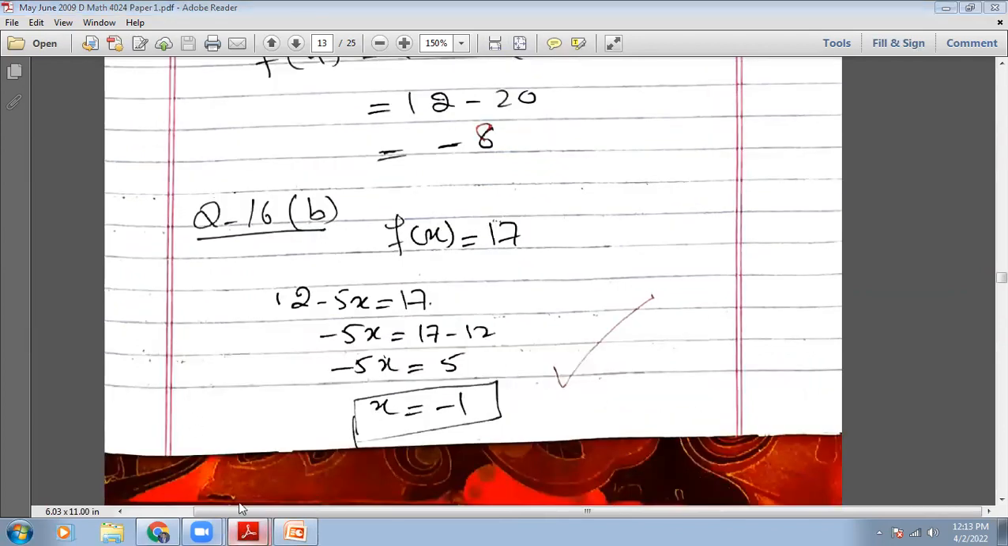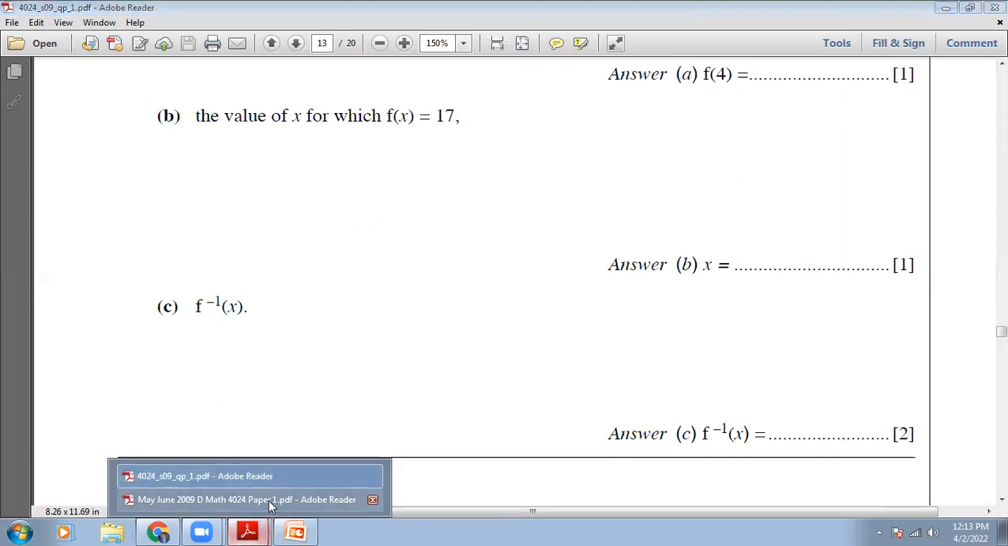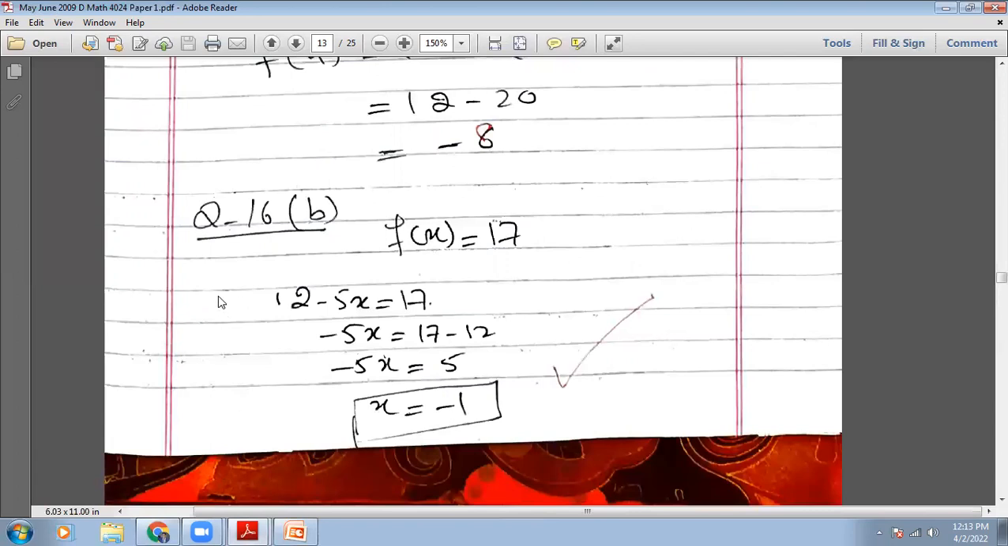And question number 16, B part, the question is the value of x for which f of x is equal to 17. So it means make the formula equal to 17 and find the value of x. Okay. So f of x is equal to 17. It means 12 minus 5x is equal to 17. So minus 5x will be equal to 17 minus 12. Minus 5x equals 5, and x will be 5 divided by minus 5, and that will be minus 1.